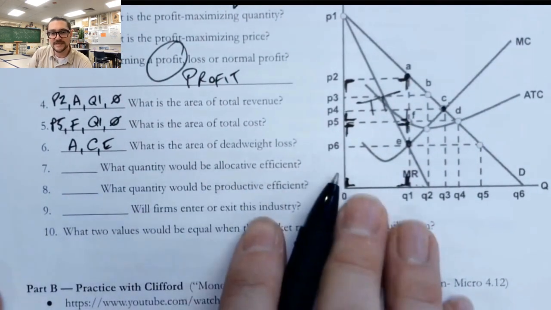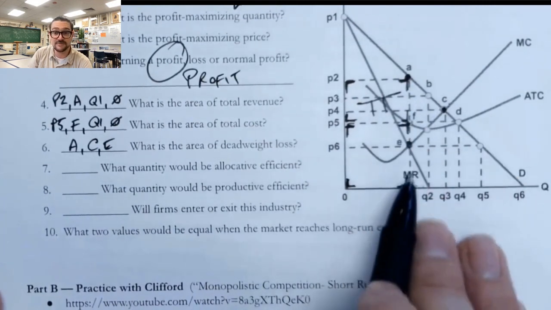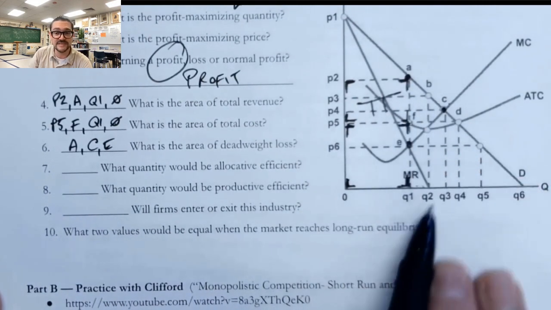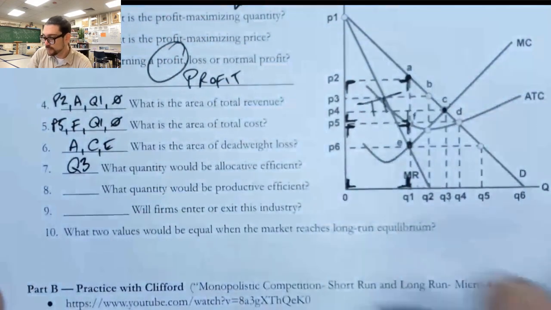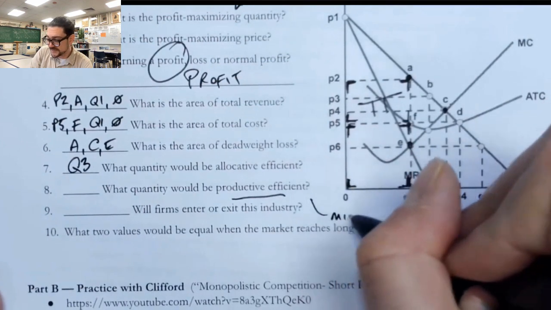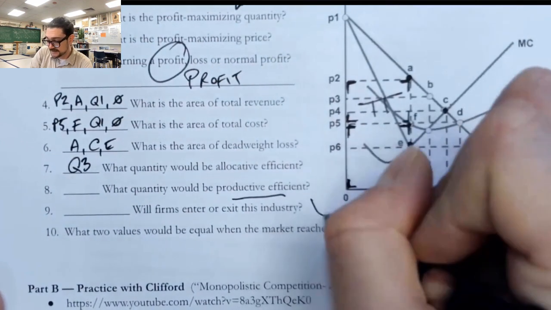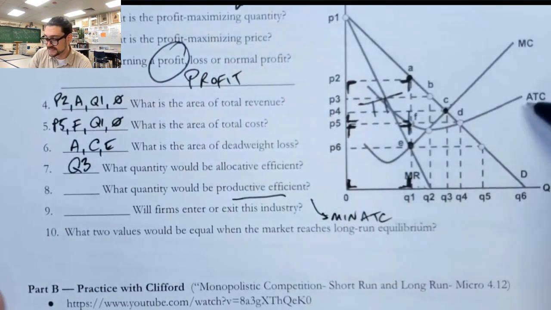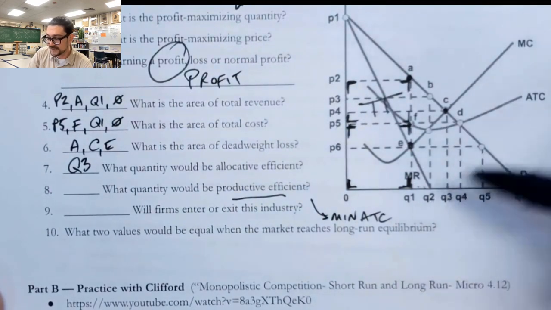What quantity would be allocative efficient? Well, in order to answer that question, we actually had to know that it occurred at point C, and that's Q3. What quantity would be productive efficient? We just talked about that in a previous video. That's the minimum ATC. So where is the minimum ATC? That's here at quantity 2.